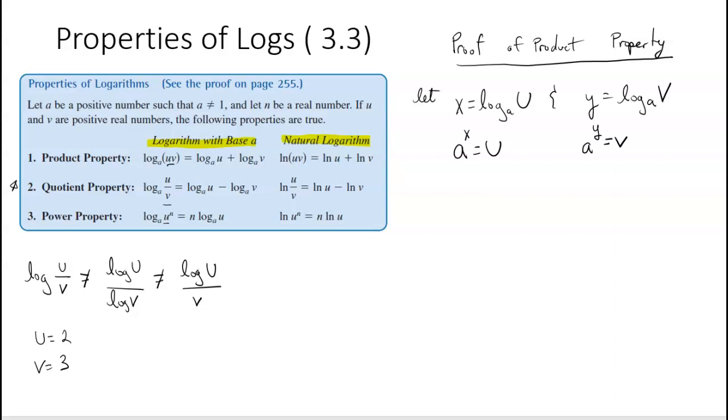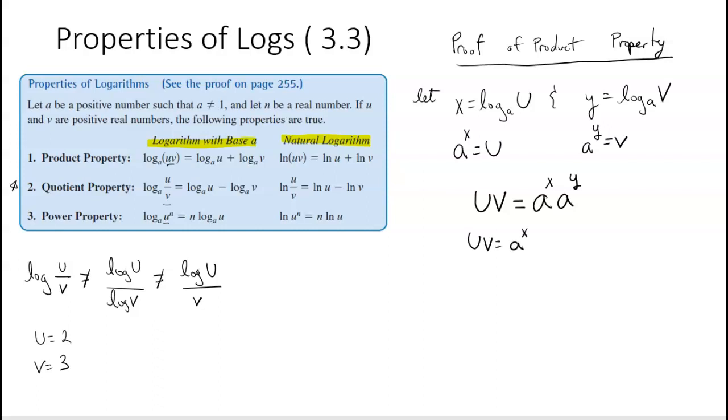Now, what are we trying to prove in the product property? We're trying to prove that we're going to multiply u and v together. So let's multiply them. If I multiply uv together, that basically means I'm taking my u value, which is a to the power of x, and multiplying it by my v value, which was a to the power of y. Now, knowing our exponent rules, whenever we multiply numbers with the same base, they both happen to be a base of a, what do we get to do to our exponents?